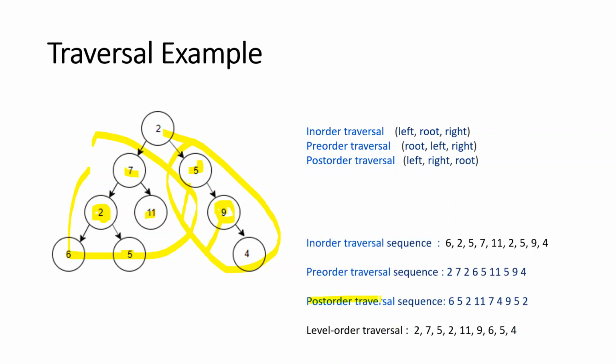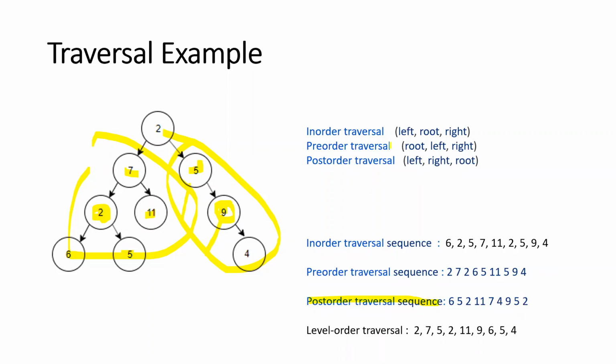Okay. So check the order now. This is the order, right? 6, 5, 2, 11, 7. Did I miss anything in between? 7 I didn't print. 7, 4, 9, 5, 2. Okay. All are getting? Yes, ma'am.